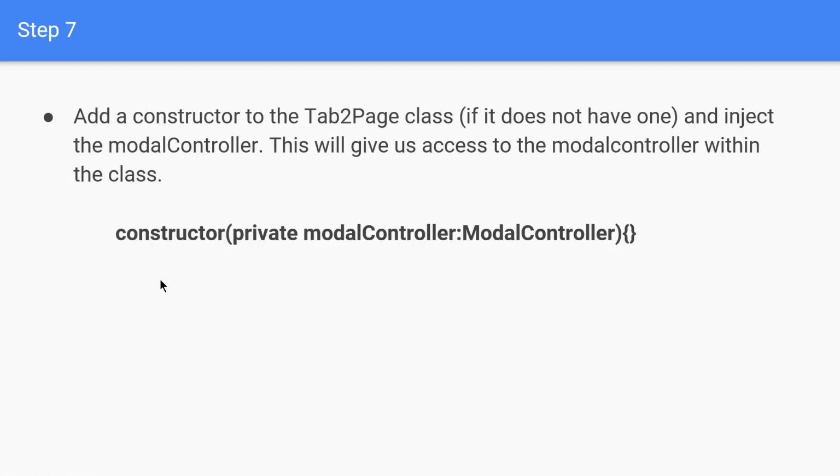Next, we need to add a constructor to our tabs2 page class, if we didn't already have one there, and inject the modal controller. This will give us access to the modal controller within that particular class. So our constructor for our page 2 class will now be injected with the modal controller.